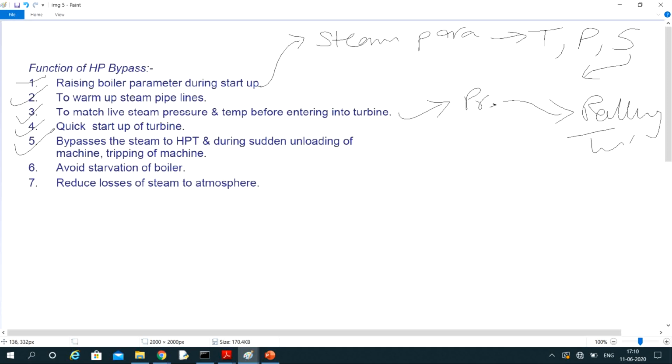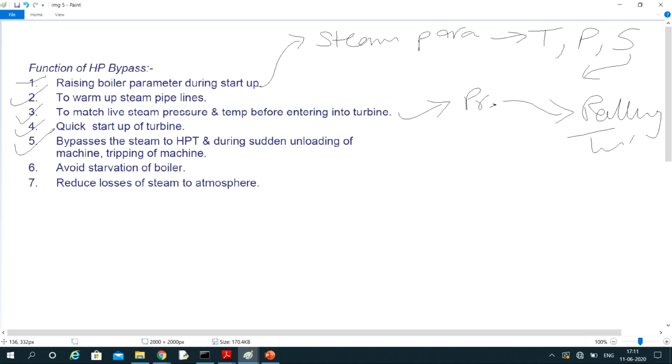Also, during sudden unloading of the machine, if there is a load throw off, then the requirement of steam will reduce because no more extra load is required. If the requirement of steam decreases, then the steam flow which is being maintained through the boiler should be compensated, and that is done by opening the HP bypass valves and dumping it into the condenser.